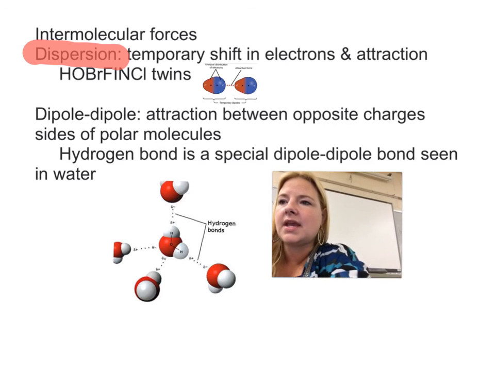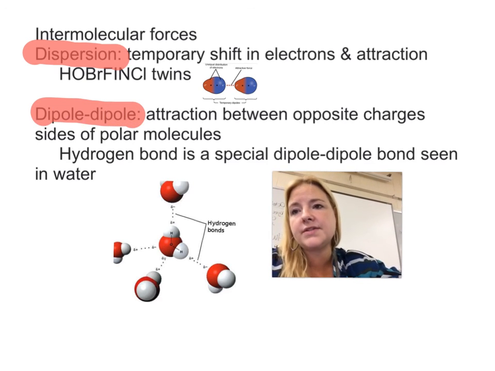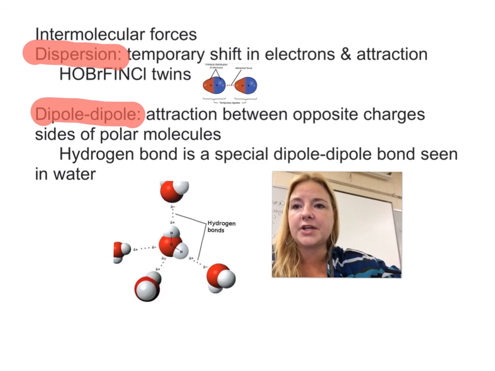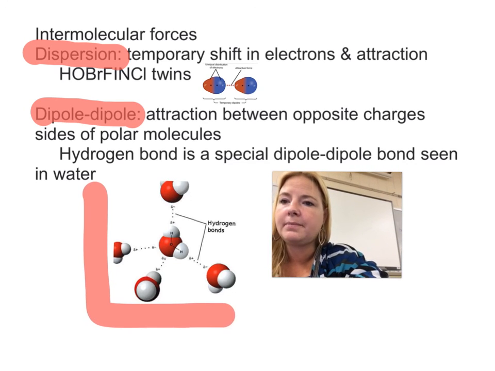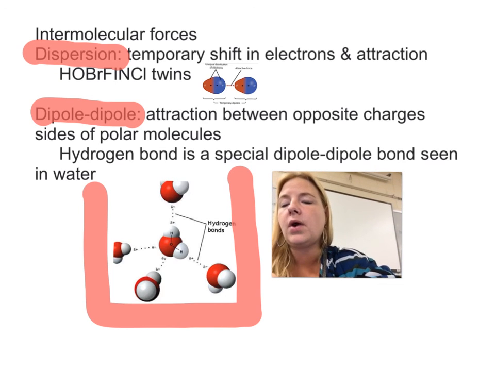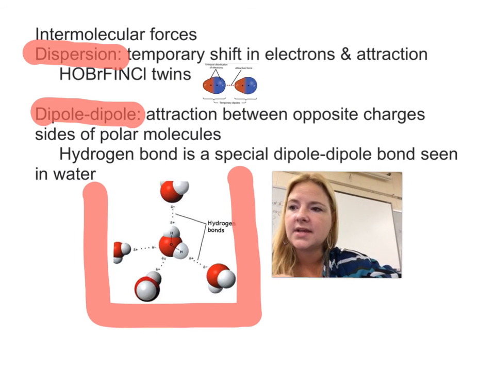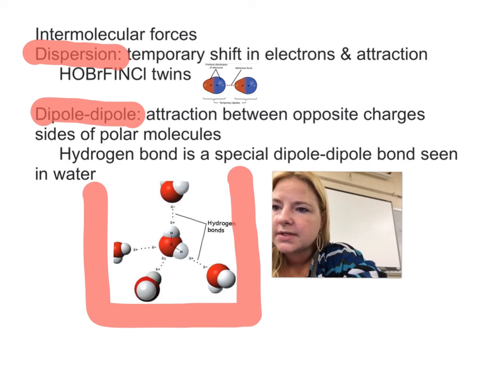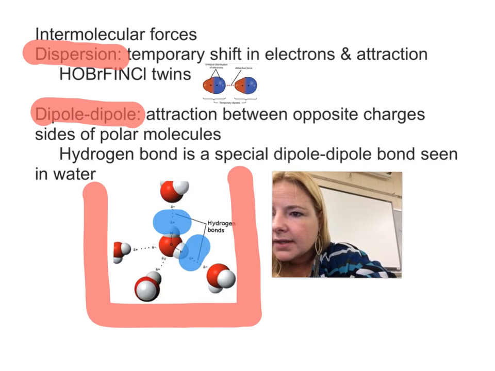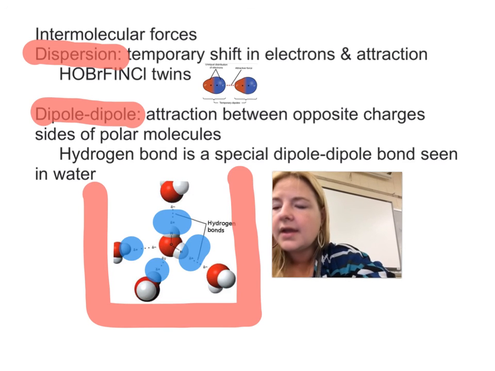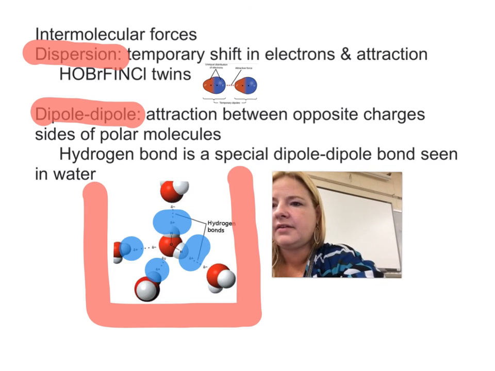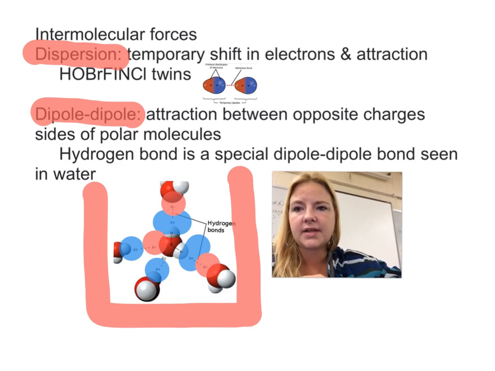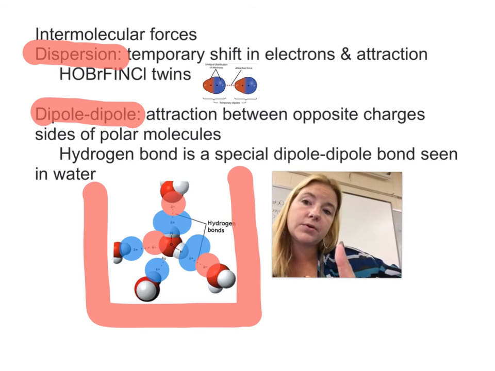Another example is a dipole-dipole attraction. These are a bit stronger, and these are the attraction between the opposite charged sides of a polar molecule. So a good example of these is water molecules do dipole-dipole bonds, where one side of the water molecule has a little bit of a positive charge, which we can see right here, and the other side has a little bit of a negative charge. And that's because the larger oxygen atom attracts the electrons to it because there's more protons to pull on it.